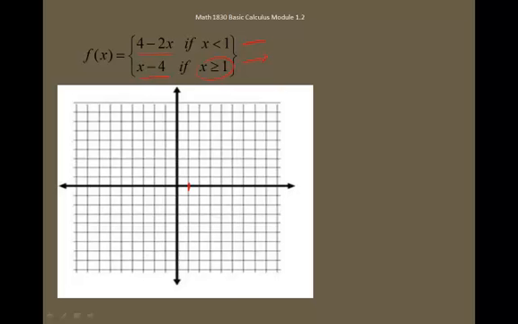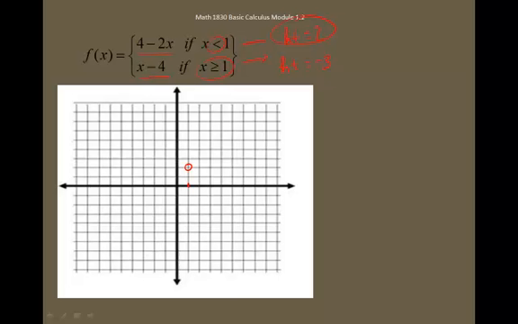If you plug 1 in for the top one, the height is going to be equal to 2. If you plug 1 into the bottom one, you notice that the height is going to be equal to negative 3. So notice that these two functions will not meet at x equals 1. The top function at 1 will have height 2, and since it's not inclusive, it will be an open dot. So that would be there.